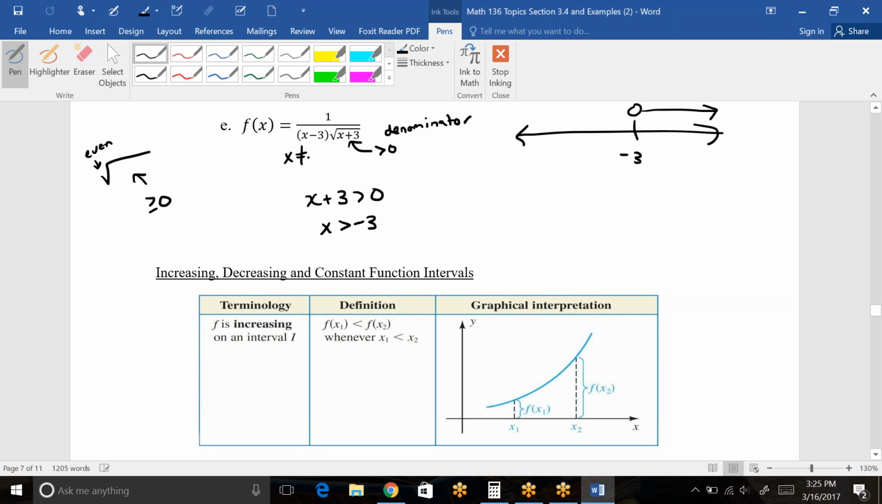The other thing we have is that +3 would also cause a problem because of this x. So somewhere over here is +3, so we need another open circle. And then keep shading. So in interval notation, this would look like -3 to 3, both being open since those are unusable values, unioned with 3 to infinity. So that would be my domain.